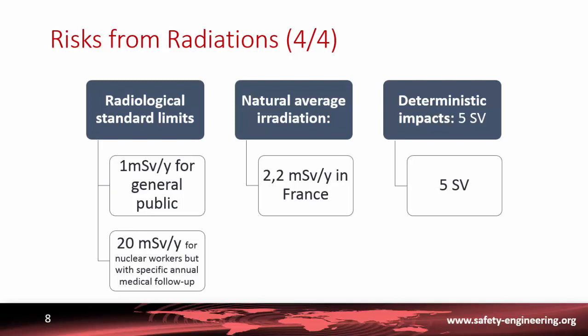And the impacts of radiation depend also on the quantity of the dose, and the figure of 5 sievert is something important, because this is the beginning of the point when you have some deterministic impacts. That means that it's certain, and there is proof that this kind of dose has a specific impact. Below this value of 5 sieverts, we talk about stochastic effect. That means that for this low dose, you have a certain probability of having an impact, but it's not something certain.